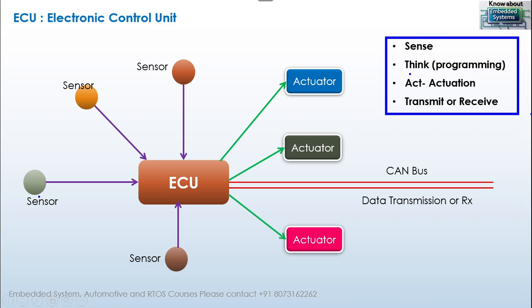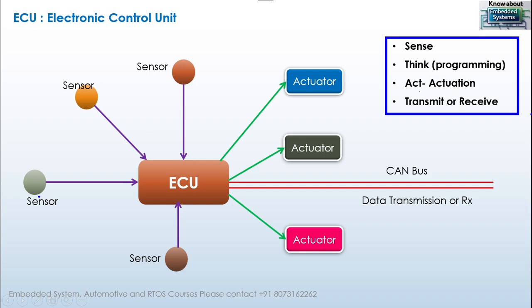The second point, thinking, is nothing but programming. According to the sensor information, we have to program the ECU. Best example I'll give you: if the speed goes more than 100 km per hour, we have to give one beep sound or a warning signal. We have to develop the code. That's nothing but thinking. Thinking is nothing but programming. We have to develop a program for the ECU, according to the requirement, in order to take necessary actions based on the sensor information. So this is my second part.